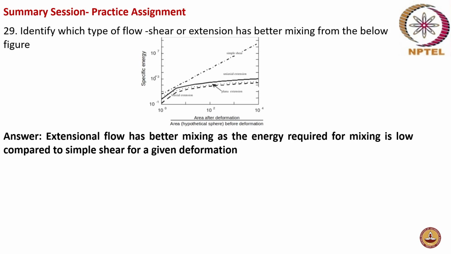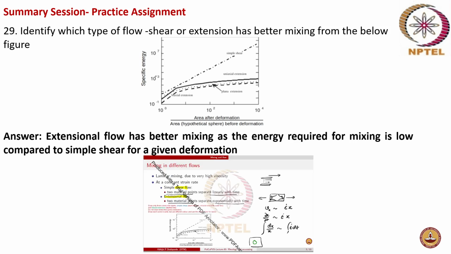Deformation means the material has to move from one point to another for mixing to take place. For the same amount of movement, shear takes more energy than extension. That means extension is a better way of mixing, because we have to consume minimum energy for any process. Energy should be conserved and saved, so from an energy perspective, extension gives better mixing.